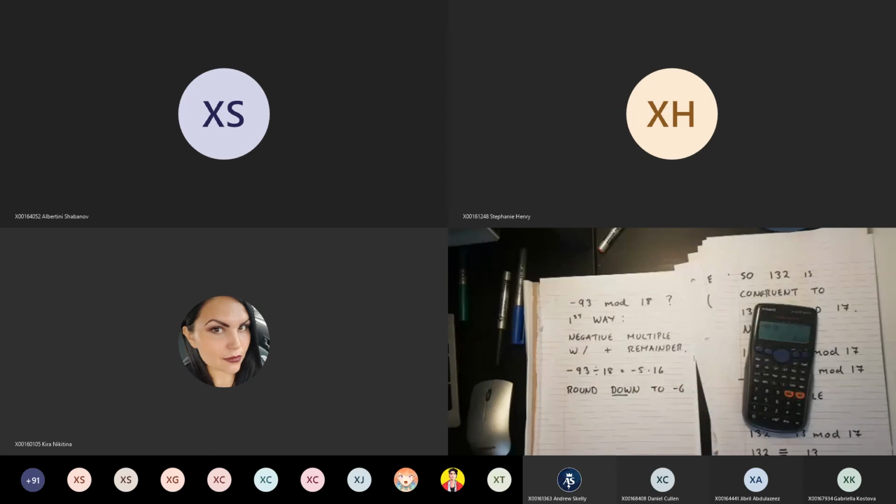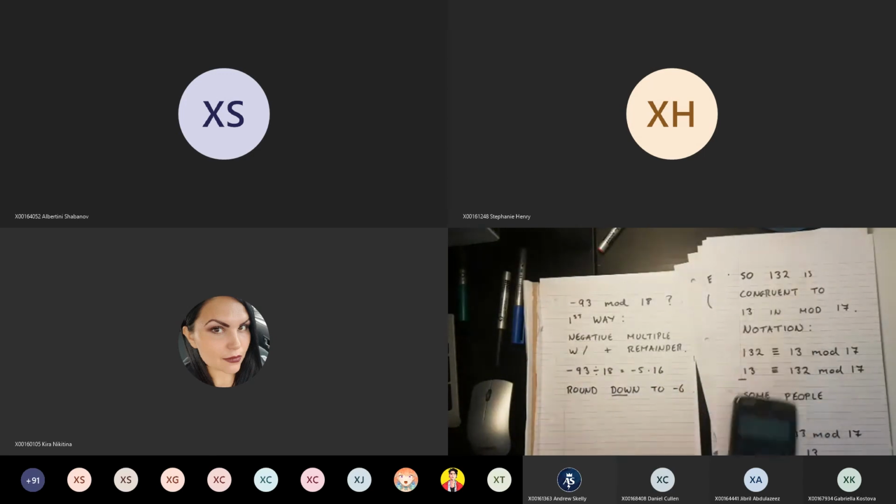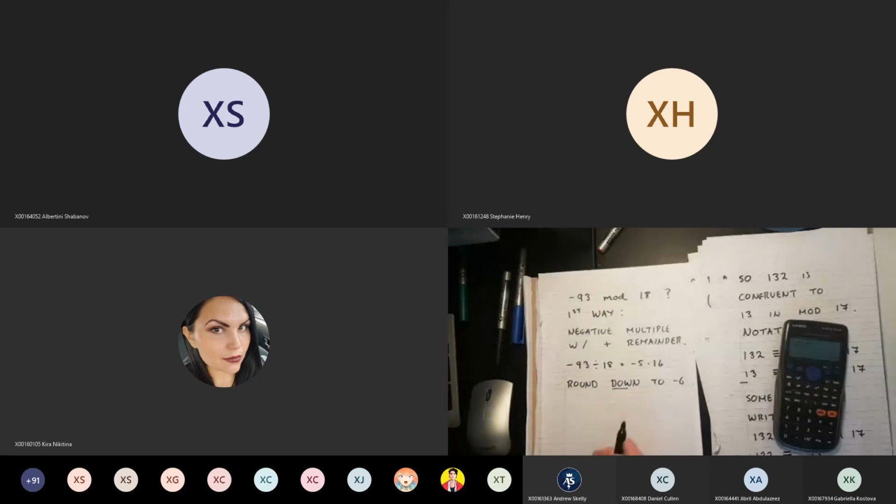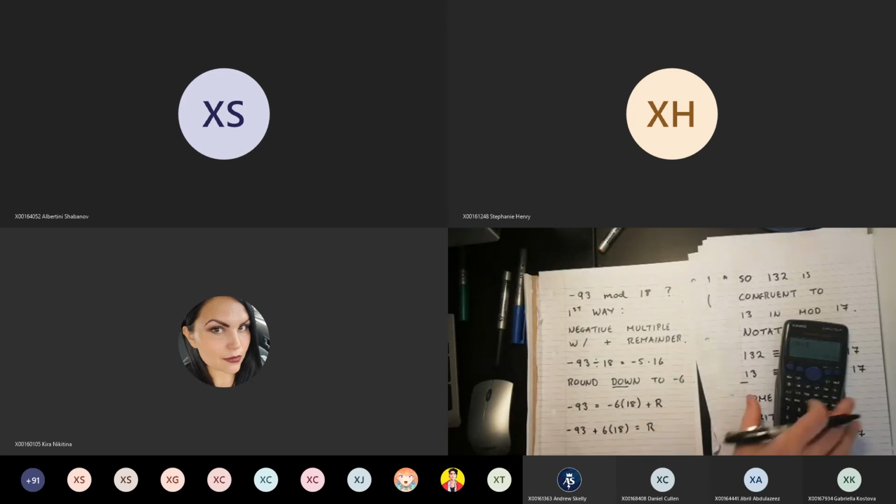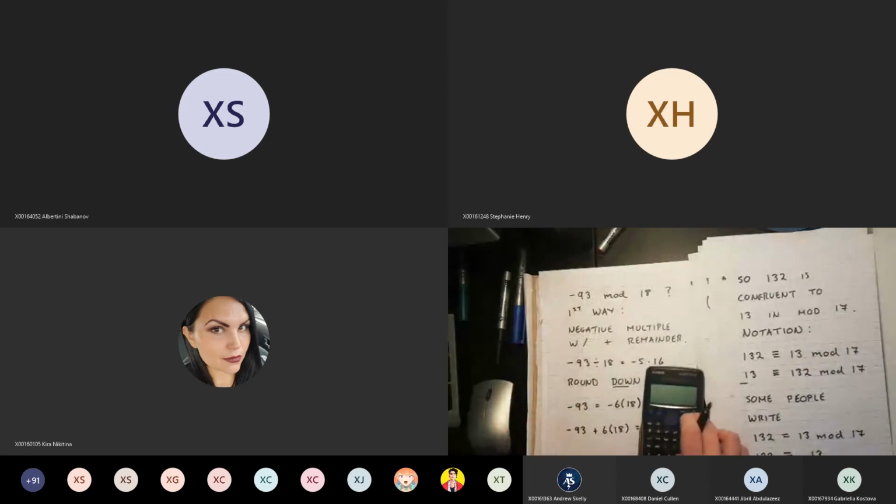I'm going to round down to minus 6. Why am I rounding down to minus 6? Because this way it's consistent with the previous work. I will now find that minus 93 is equal to minus 6 times 18 with some remainder, and that remainder is going to be positive. So minus 93 plus 6 times 18 is equal to my remainder. Put this into my calculator again, minus 93 plus 6 times 18, and I find that my remainder is 15.